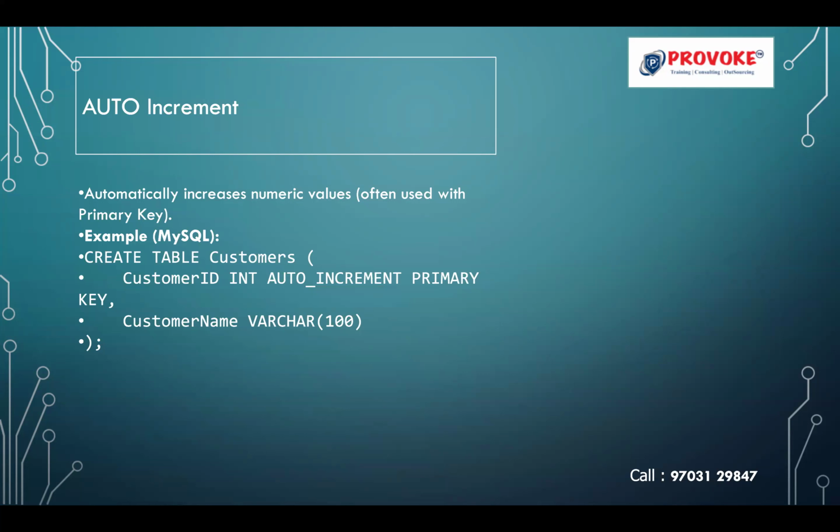For example, I'm giving the first value as 101 for this customer ID. It will auto increment as 102, 103, 104 like that. So this is what auto increment operation in SQL. So this is also we will be widely using while creating the tables. It increases the numerical values. Any doubts in these constraints?